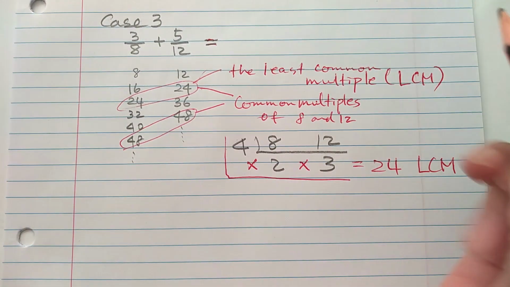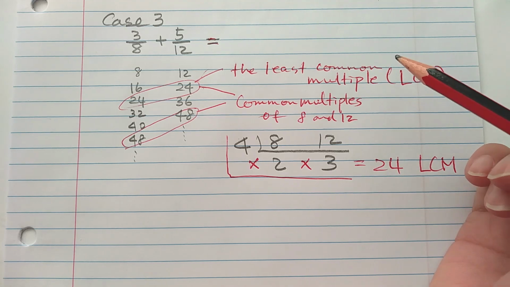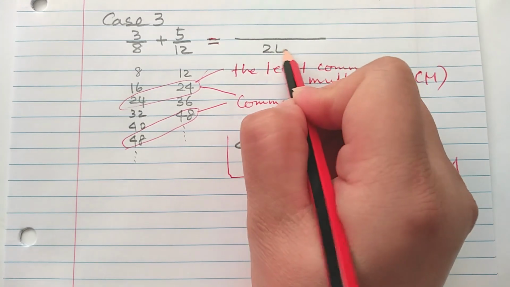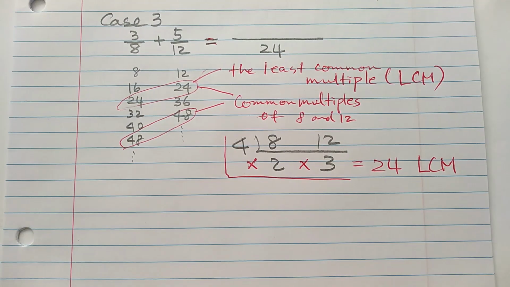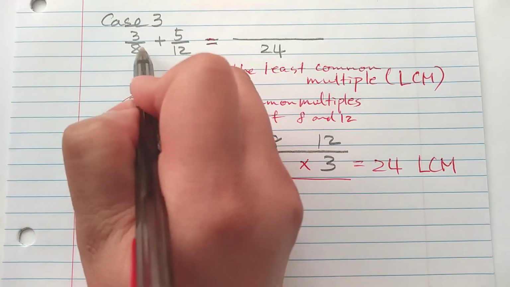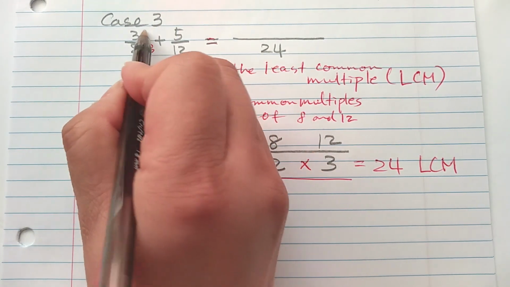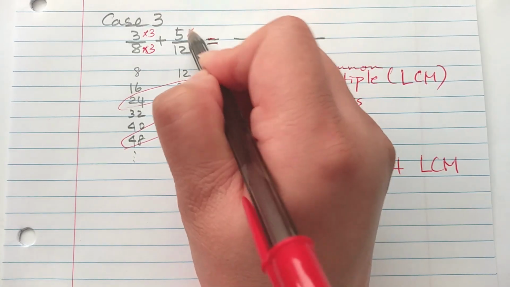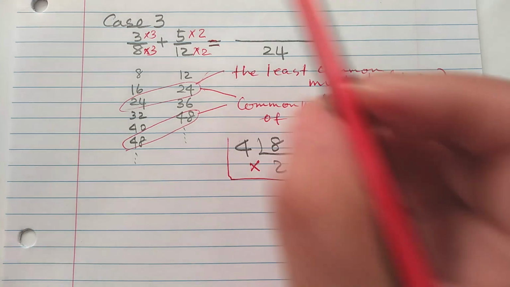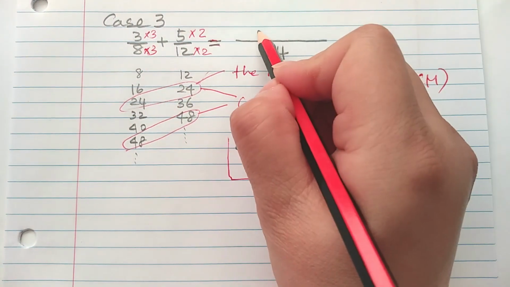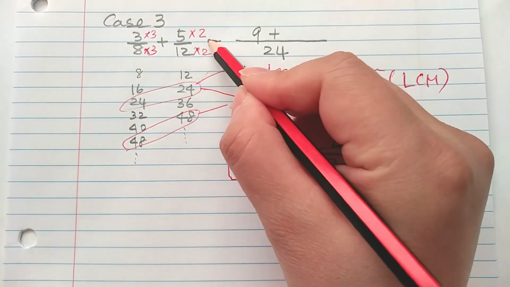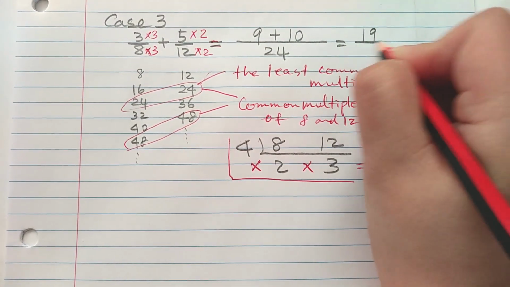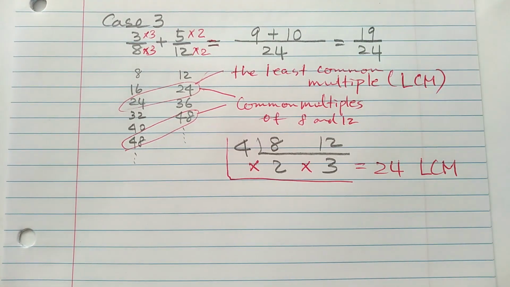Now, you got a much smaller number than 96, which is 24 for the common denominator. And you are going to use the equivalent fractions here by multiplying 3, top and the bottom, and multiply 2, top and the bottom. 3 times 3 is 9, plus 5 times 2 is 10, equals 19 over 24.